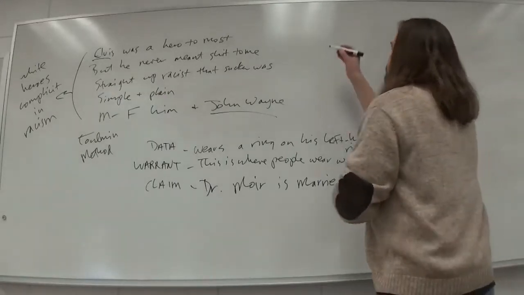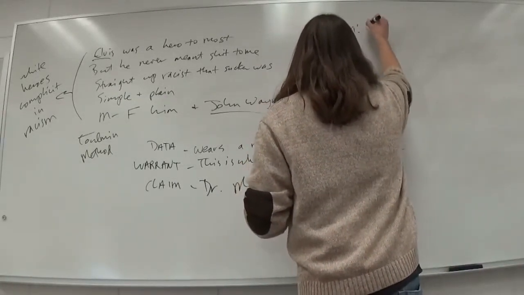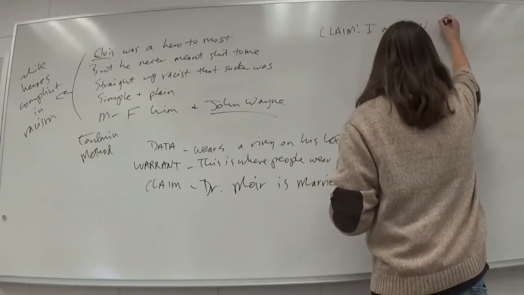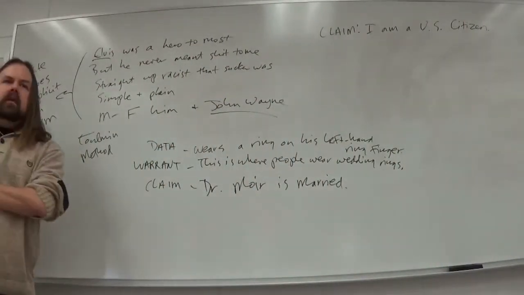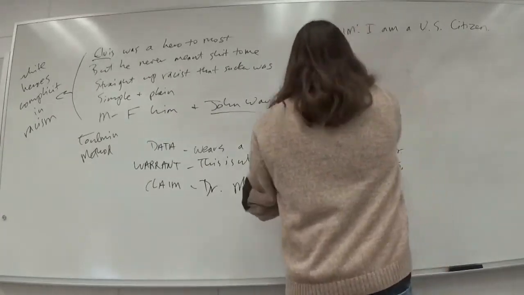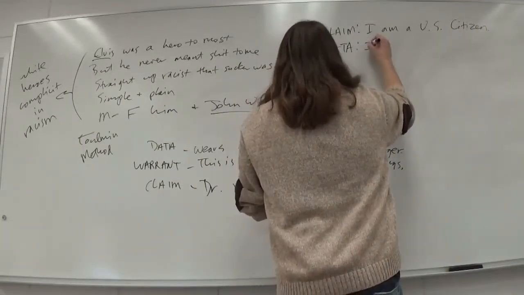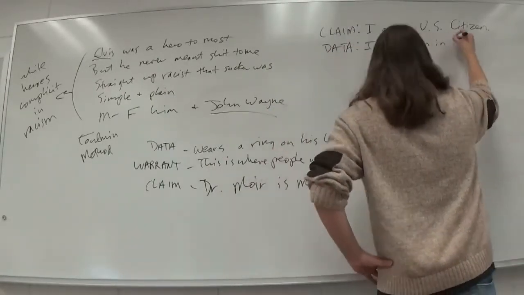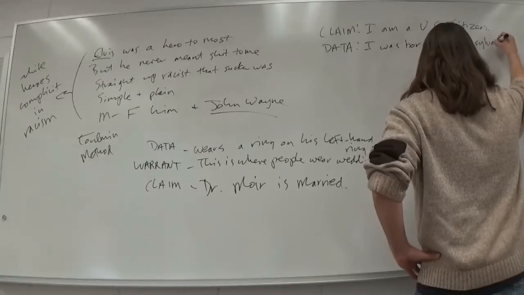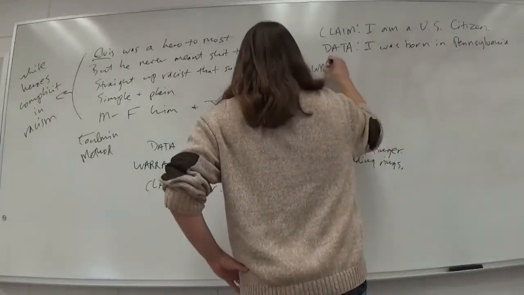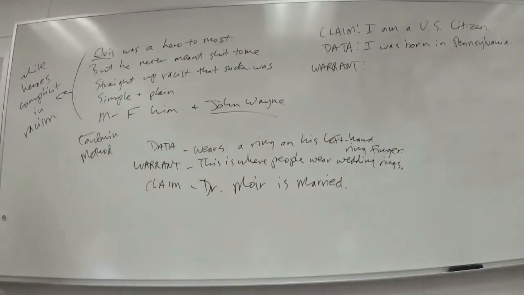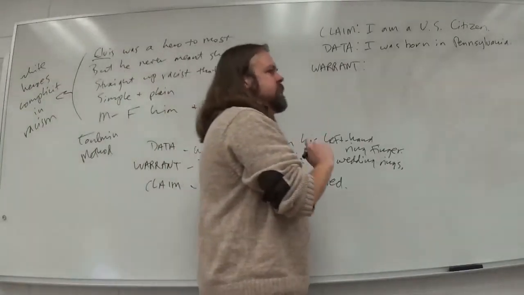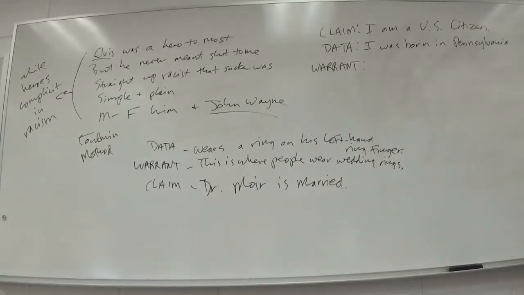I make the claim that I am a U.S. citizen. The data that I use to back this up is that I was born in Pennsylvania. So what's my warrant then for the claim? Why can I claim that I am a U.S. citizen because I was born in Pennsylvania? Because Pennsylvania is part of the U.S., and so therefore... Yeah. Pennsylvania is part of the U.S.